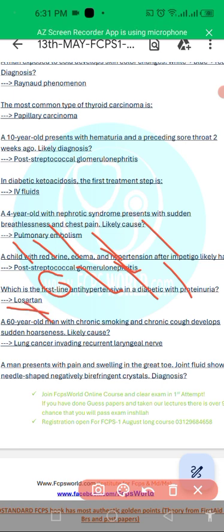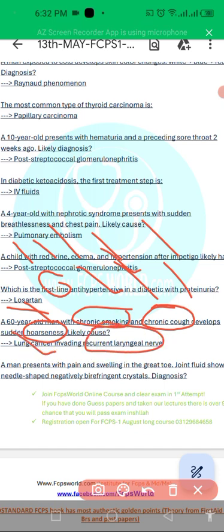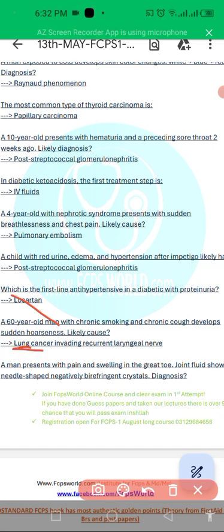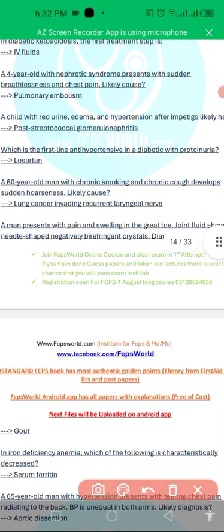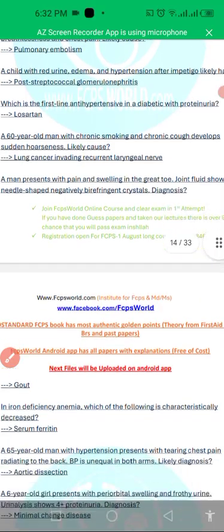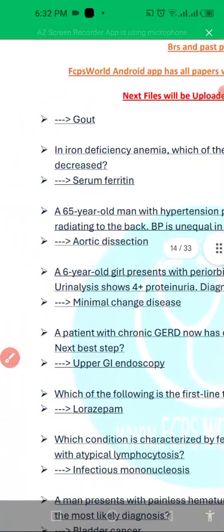Next one is a 60-year-old male with a chronic smoking history, chronic cough, and hoarseness. This is lung cancer with recurrent laryngeal nerve involvement, because there is hoarseness and chronic cough. Another one is a man presenting with pain and swelling of the greater toe, and joint fluid shows needle-shaped negatively birefringent crystals. What is the diagnosis? The diagnosis is gout, because needle-shaped birefringent crystals are indicative of gout in this patient.